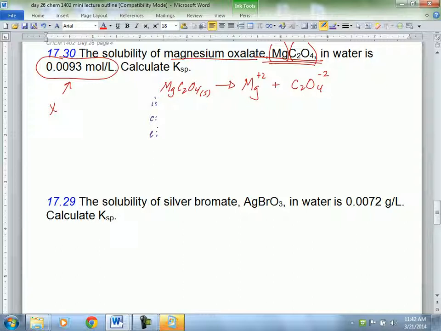Set up your ICE table. What do we do under magnesium oxalate in our ICE table? That's all dashes because it's a solid. With 0.0093, would that be your final? That's going to be your X. So set up your Ksp expression, and then substitute in 0.0093 for your X. Oh, okay.